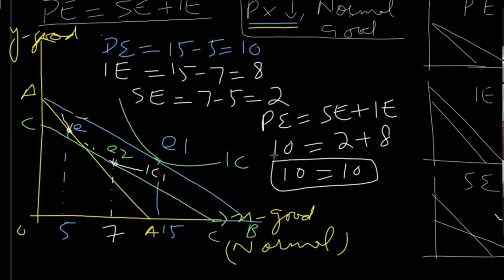In case of inferior goods, this equilibrium will just change.